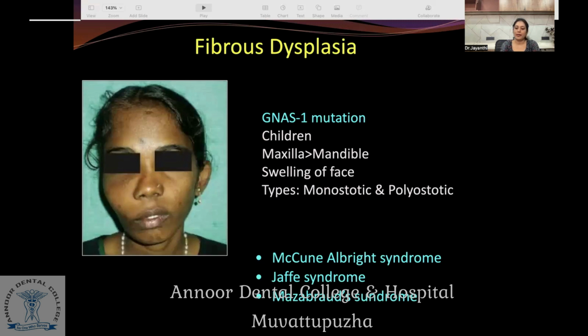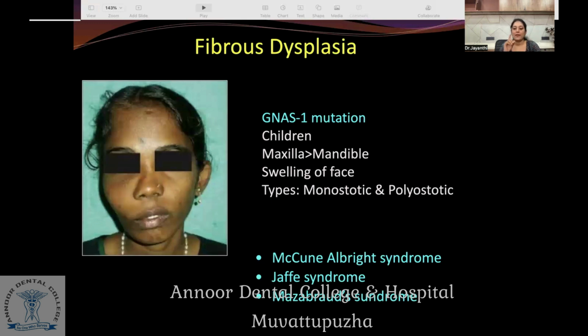Café means coffee. Café-au-lait spots means coffee with milk. When you mix coffee with milk, you will get a brown color. So wherever you see brown color pigmentation, a specific name is given, especially in McCune-Albright syndrome, that is called café-au-lait spots. And if a patient is having polyostotic fibrous dysplasia, endocrine abnormalities, and café-au-lait spots, all three together, then you call that syndrome McCune-Albright syndrome.